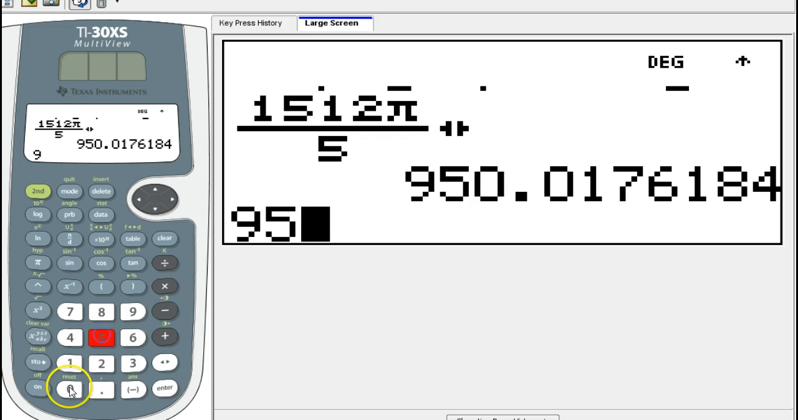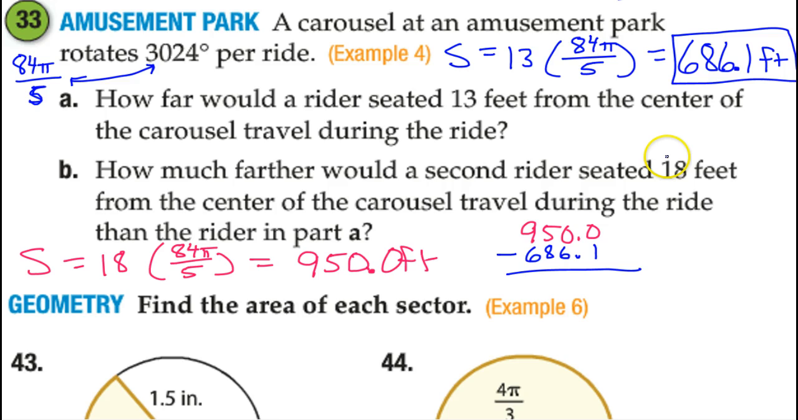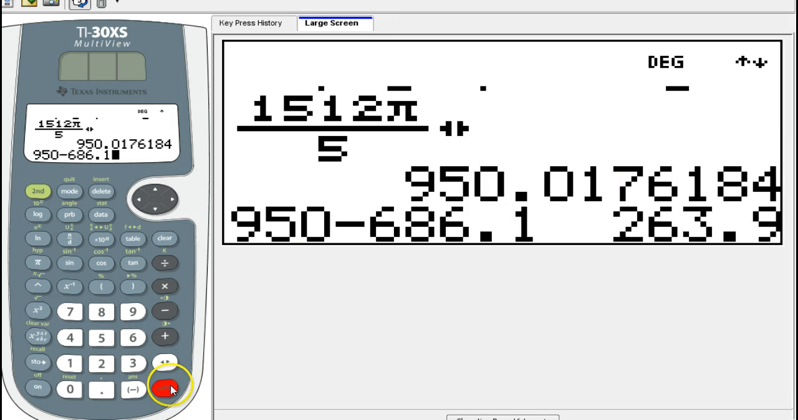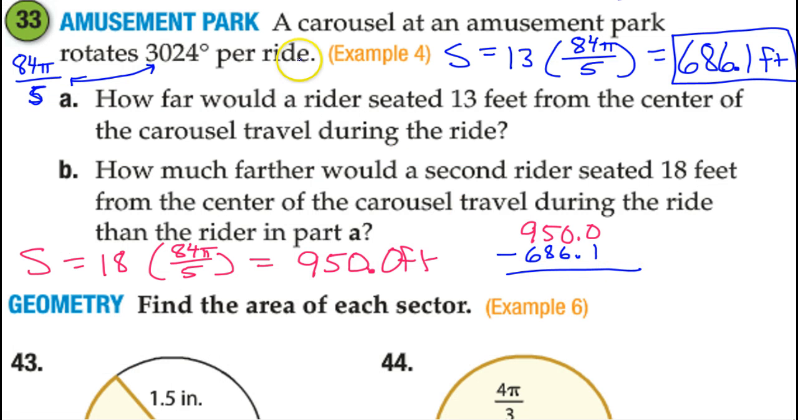Okay, so let's see, 950 minus 686.1. All right, so that's 263.9 feet. All right, so that's how much further that second passenger would go.